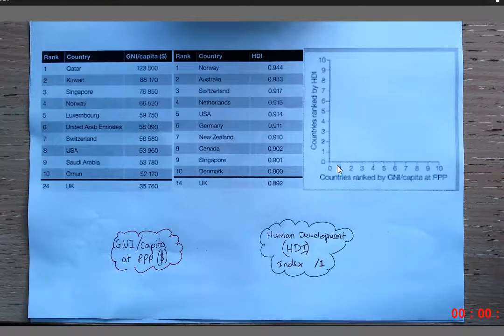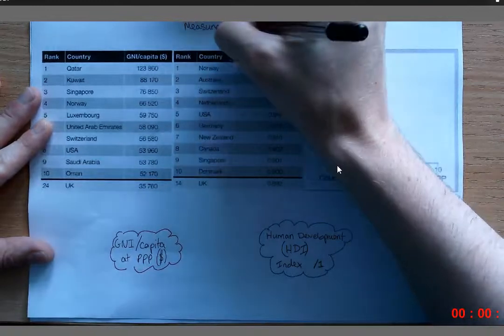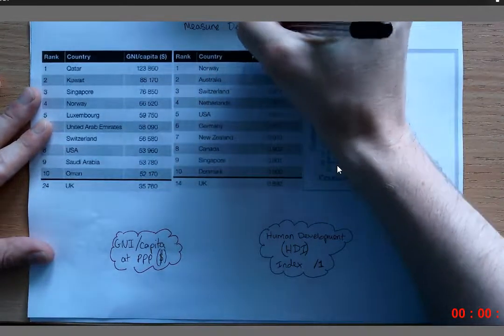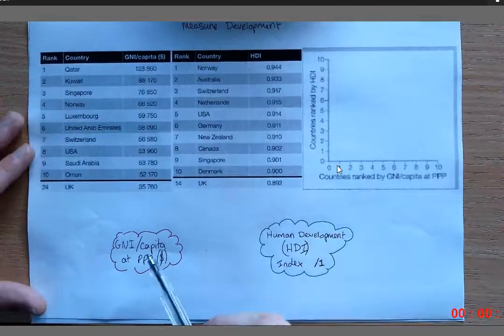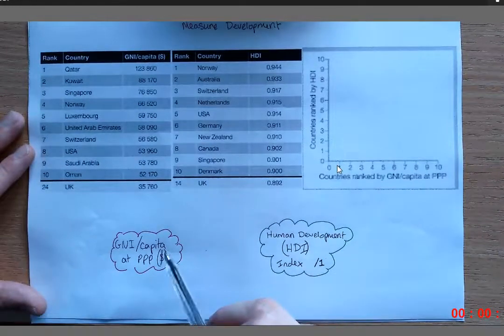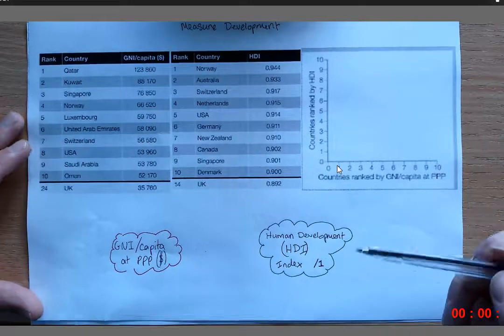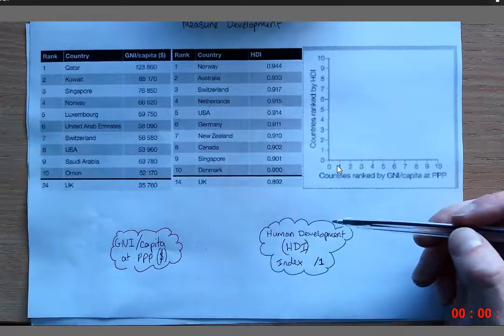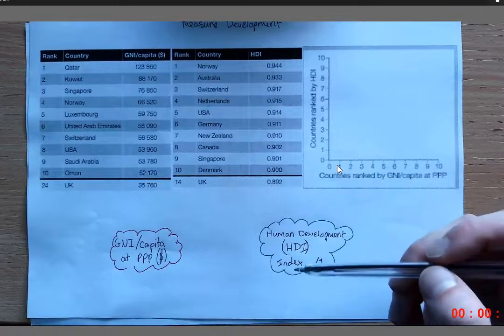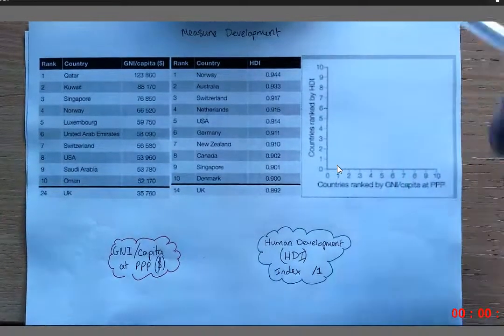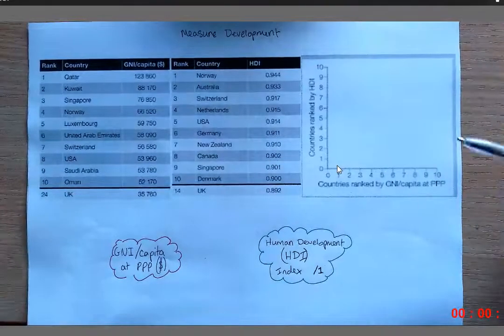So we're looking at measuring development, and to measure development we need what we call development indicators. We've got two examples here: gross national income per capita at purchasing power parity, which I'm going to go back to, and the Human Development Index, or the HDI. These two development indicators are very popular ways of measuring how countries have improved socially and economically over time.